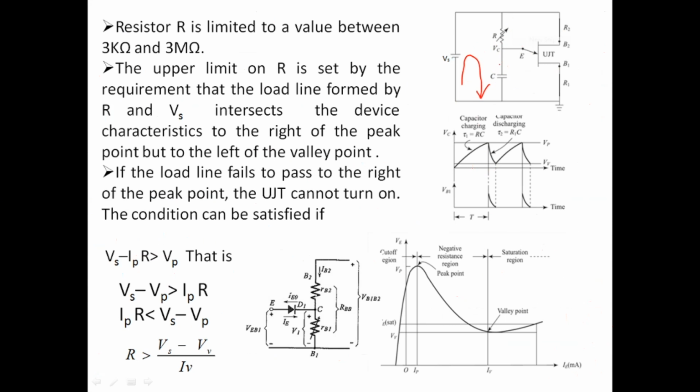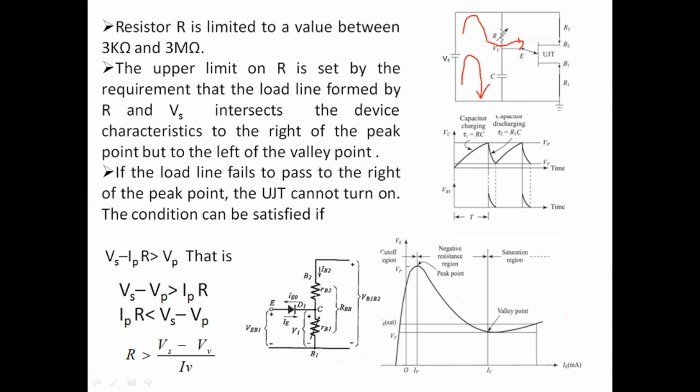As soon as it reaches V peak, the UJT will turn on, and current starts flowing in this path. Now I can say that whatever current is flowing in the emitter is the same as the current flowing in the resistor. At that instant, when the emitter voltage is V peak, the current flowing to the emitter is I peak. It is coming from this resistor.